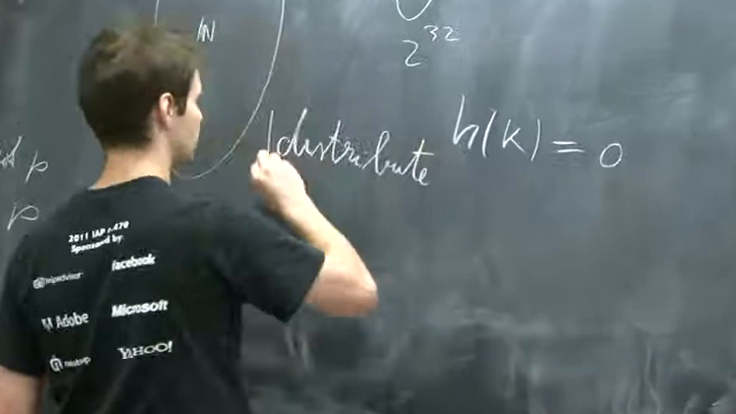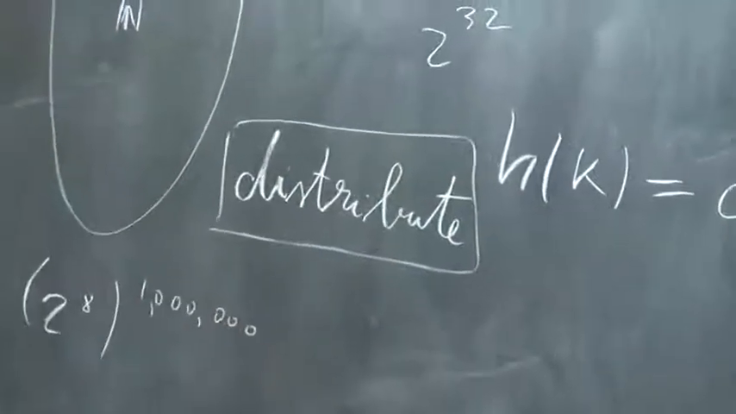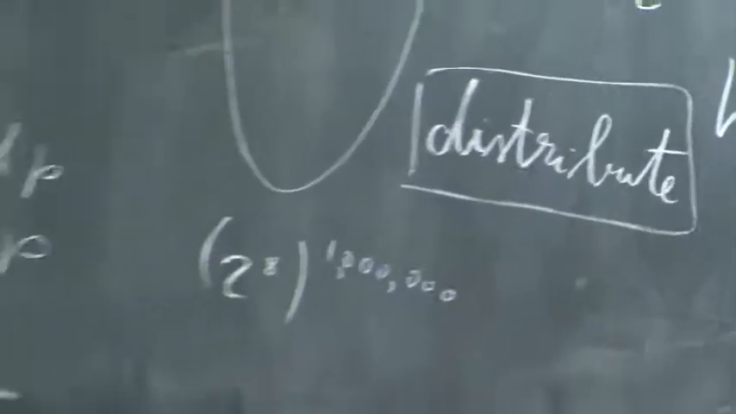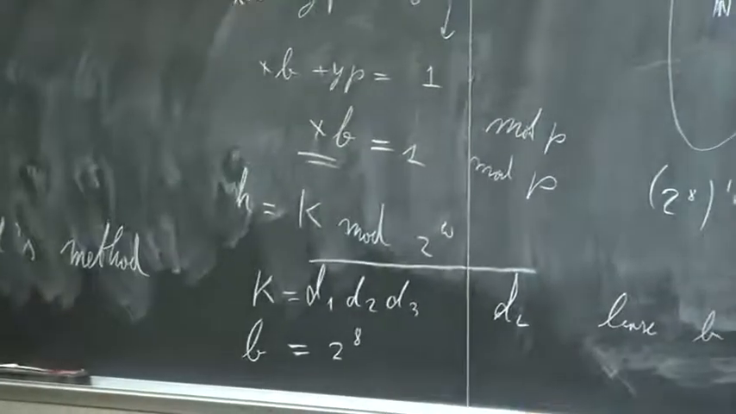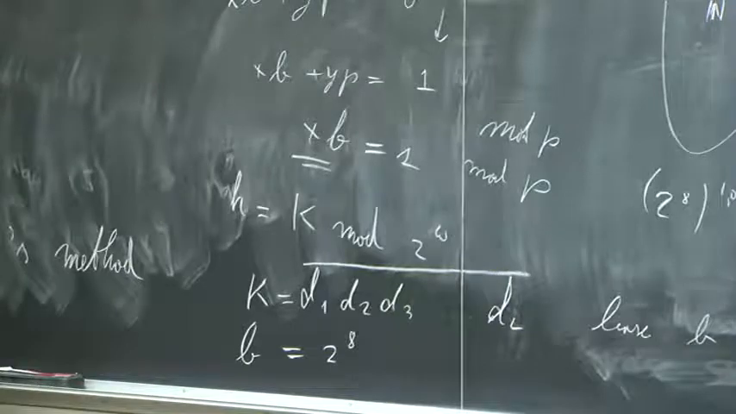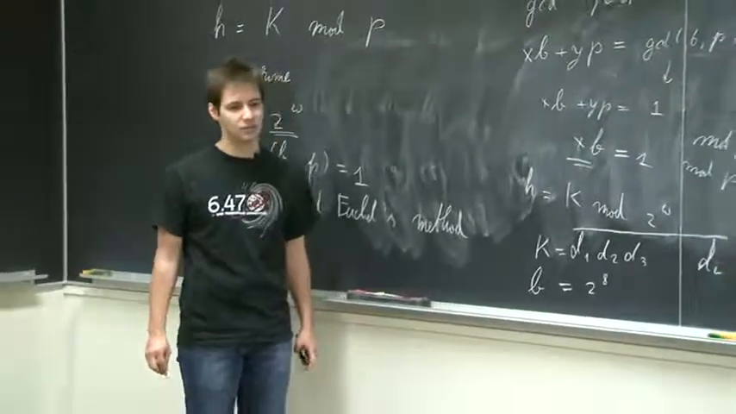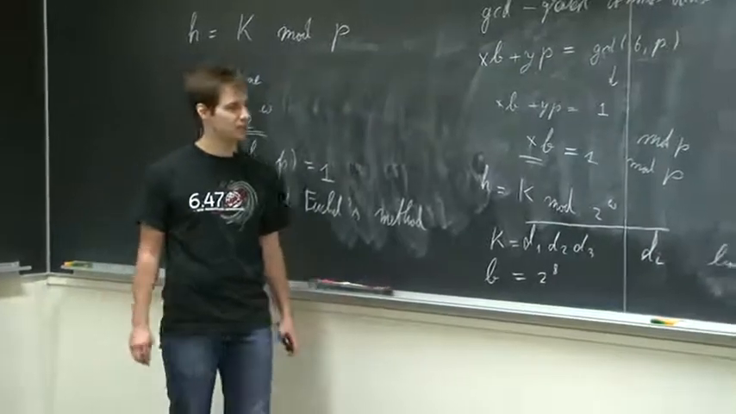So I think distribute is the keyword here. What's wrong with this hash function? If it takes random data, it's going to distribute it randomly. That's true, so that's all good. But what data that we might see in real life will make it behave badly?